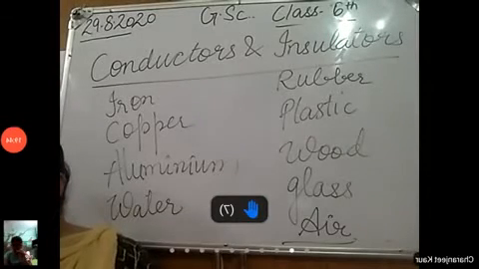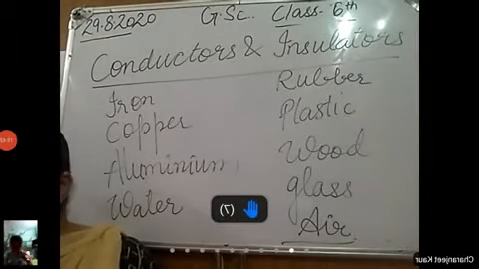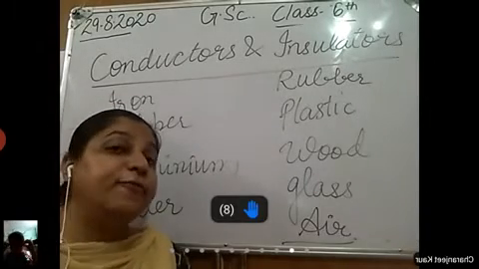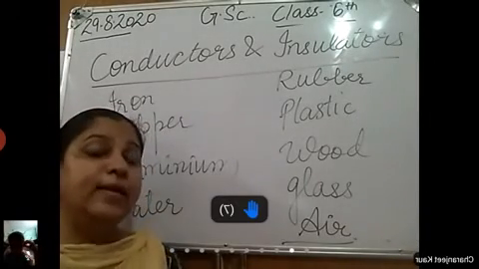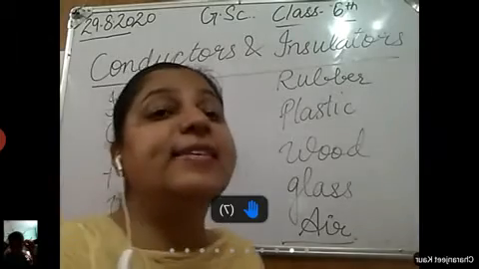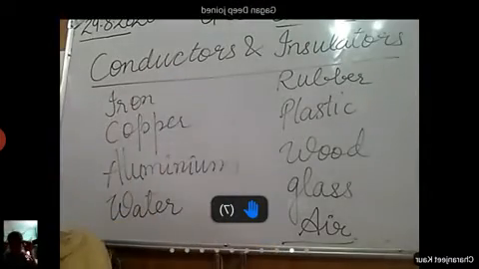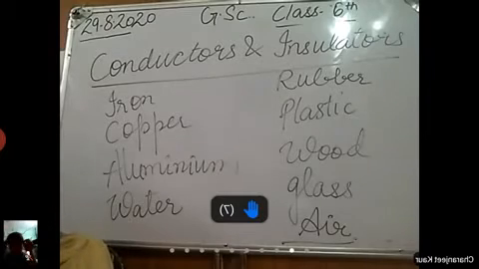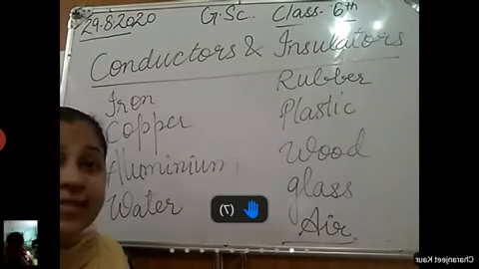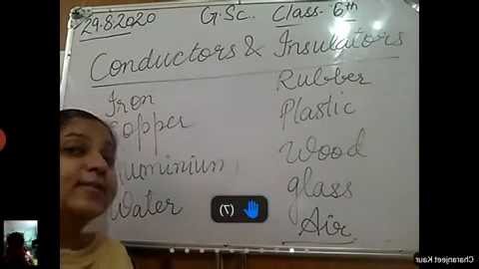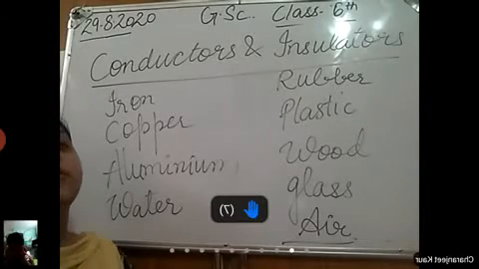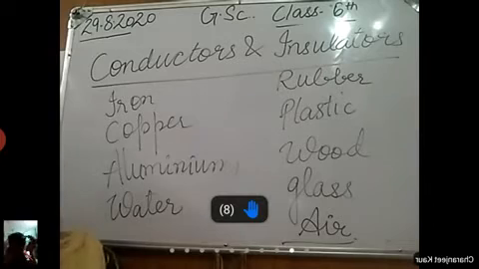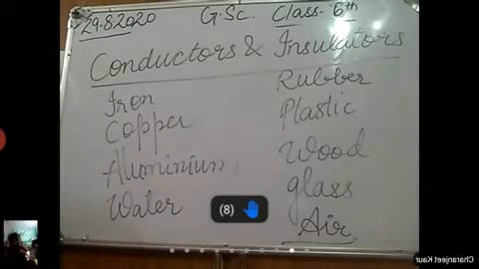Then, you know, the tungsten that we had in the bulb is also a metal. This is also a good conductor. Tungsten is also a good conductor of electricity. Because it is a good conductor, only then the circuit is getting completed and heat is produced, which makes it glow. Right?